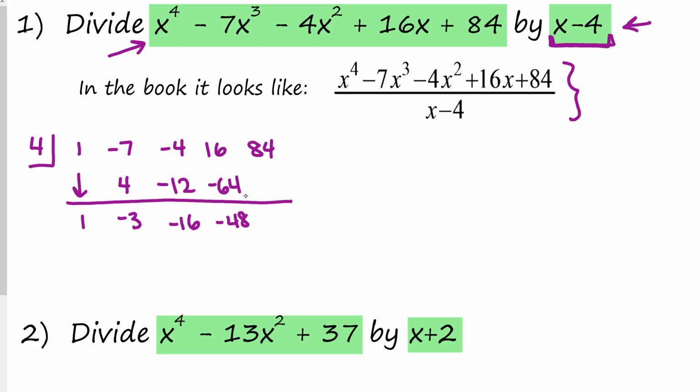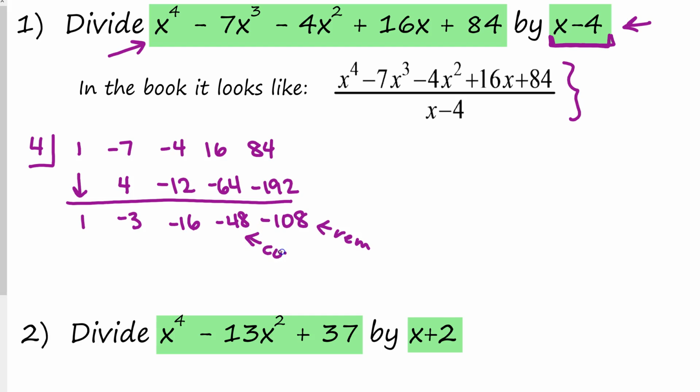Now I'm going to grab my calculator because I don't want to make a mistake. Okay, multiply negative 48 by the number in the box, we get negative 192. Write it down and add. Add the column and we get negative 108. Okay, so negative 108 is our remainder.